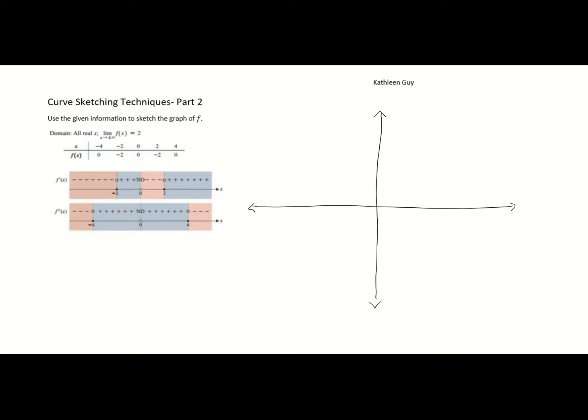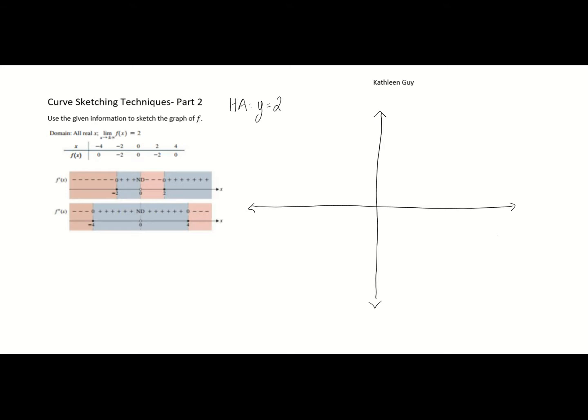Perfect. The limit as x goes to positive and negative infinity of f of x is equal to 2. Well, that is the definition of a horizontal asymptote. So that means that I have a horizontal asymptote of y is equal to 2. And then I'm given 5 points. So let me put the points and the asymptote.